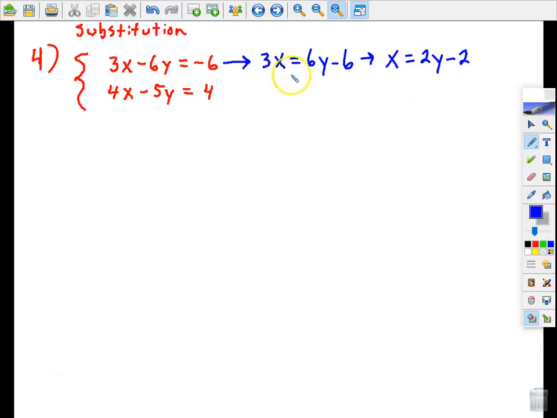And we get x equals 2y, 6y divided by 3. Remember, I'm dividing everything by 3. And the result should give me this. So again, substitution says solve for a variable. We just did that. We solved for x, and then replace that variable in the other equation. So I'm going to replace x in the bottom equation with 2y minus 2.